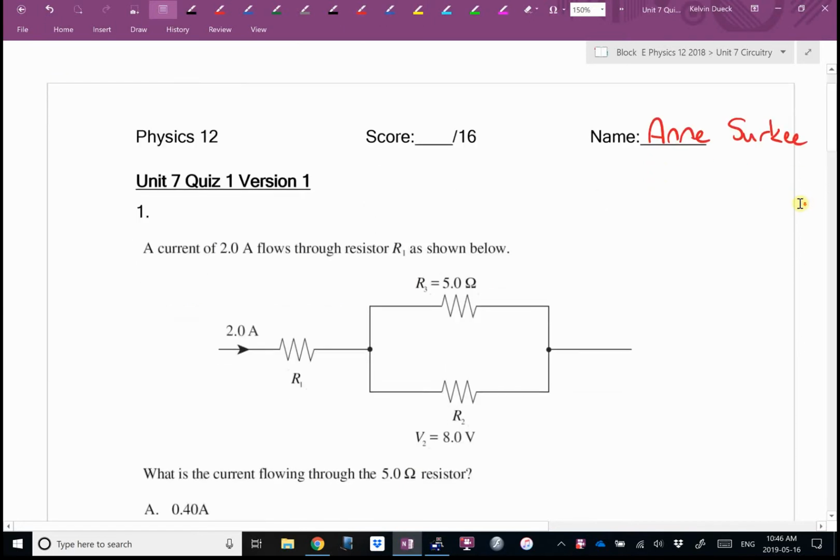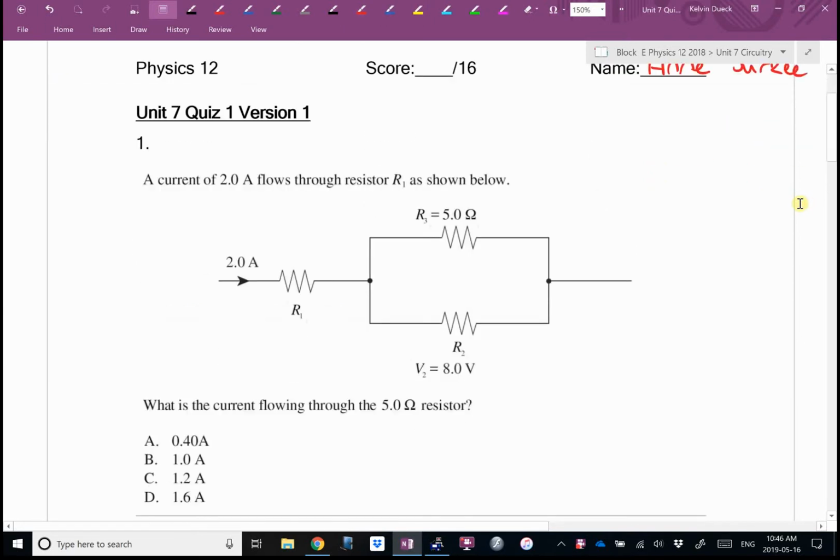Quiz 1. A current of 2 amps flows through the resistor R1 as shown below. If they hadn't put the 2 amps there, Chantel, I would write the 2 amps in. If you find something, if you know something, if you figure something out, add it to your diagram, because suddenly, knock, knock, you might have 2 things. I guess that's going to be downhill, downhill, downhill. What's the current flowing through the 5 ohm resistor?